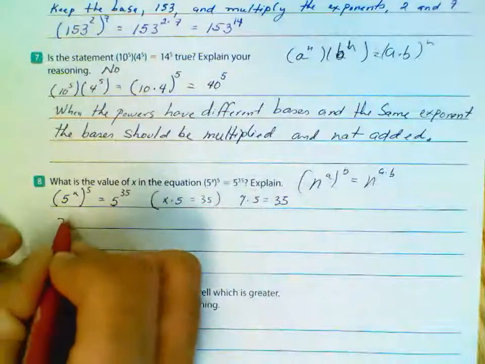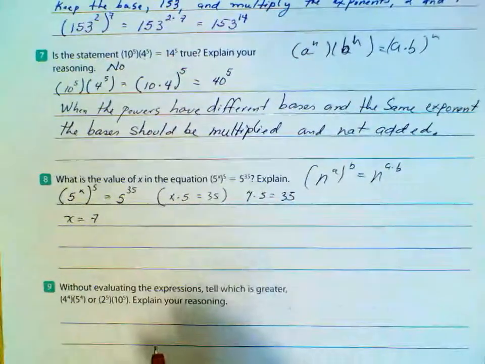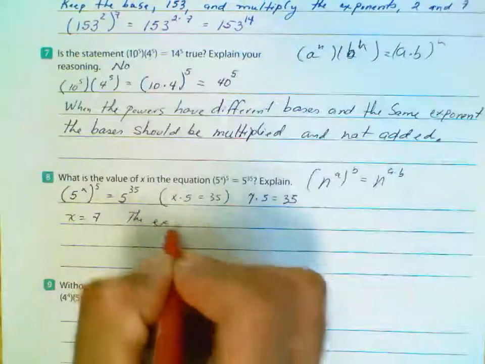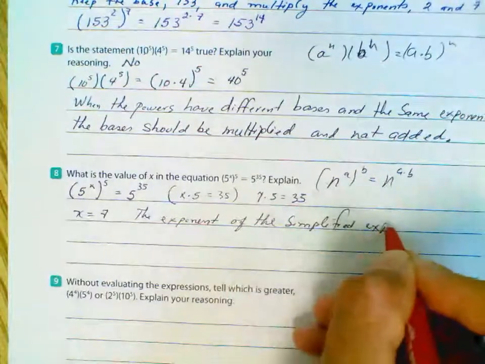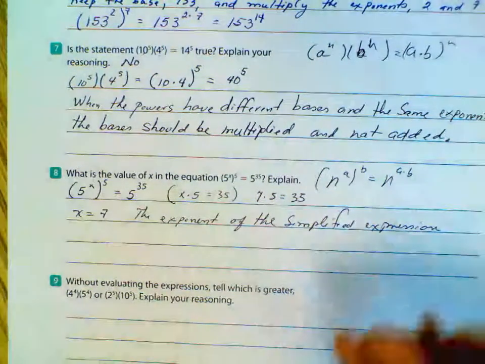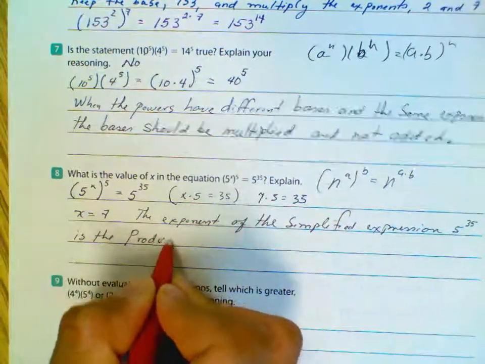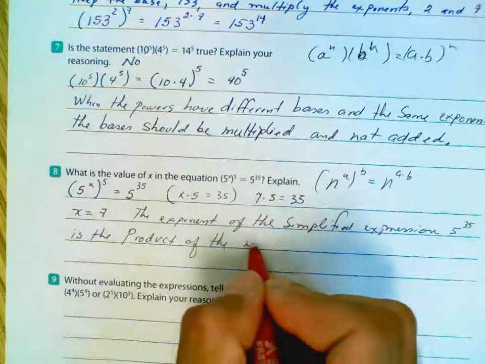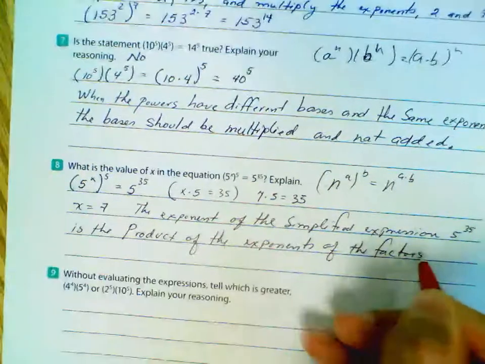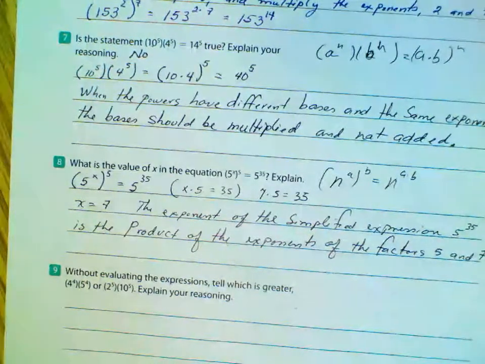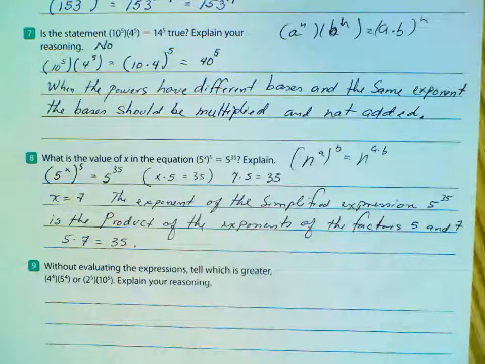So what is the value of x? x is equal to 7, because 7 multiplied by 5 is equal to 35. So what can I write here? The exponents of the simplified expression, okay, 5 to the 35th power, is the product of the exponents of the factors 5 and 7. Okay? Why? Because 5 times 7 is equal to 35. So you can write that one as a possible solution.